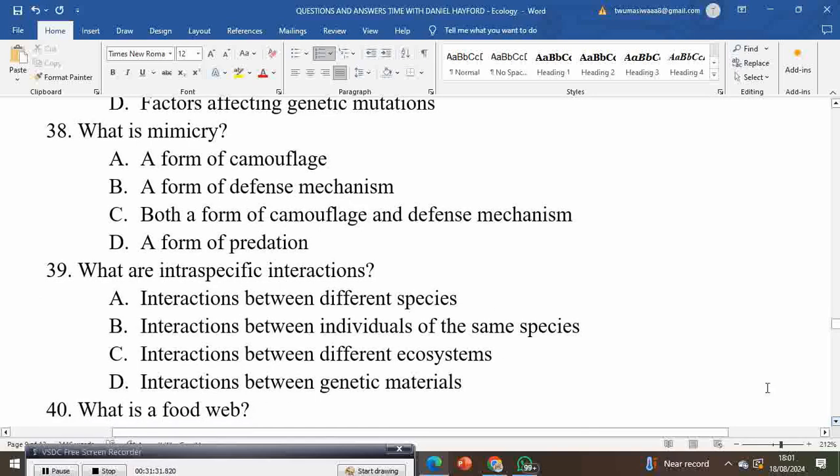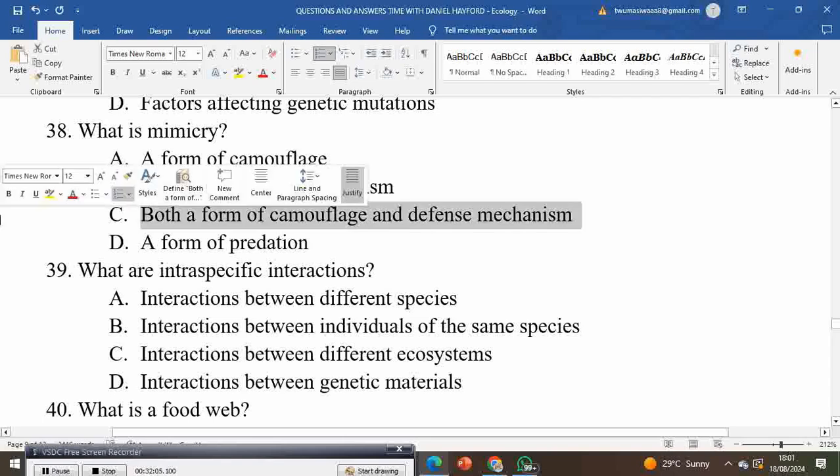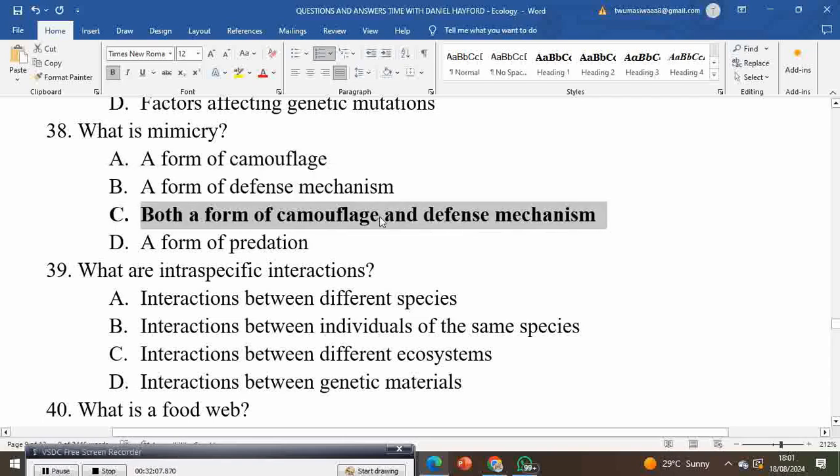Now, question number 38. What is mimicry? Option A is a form of camouflage. B, a form of defense mechanism. C, both a form of camouflage and defense mechanism. D, a form of predation. Ladies and gentlemen, what is mimicry? Your best shot. Okay, option A, a form of camouflage, is true. It's also a form of defense mechanism. So our best option should be C, both a form of camouflage and defense mechanism.